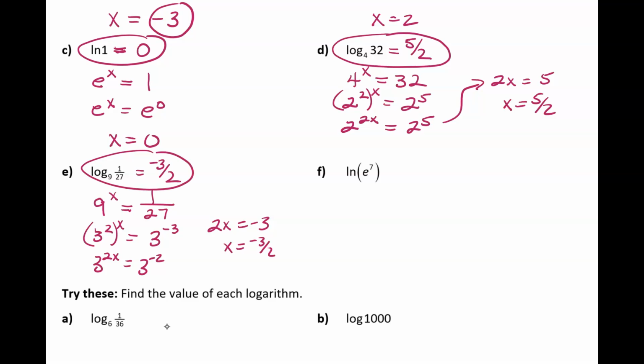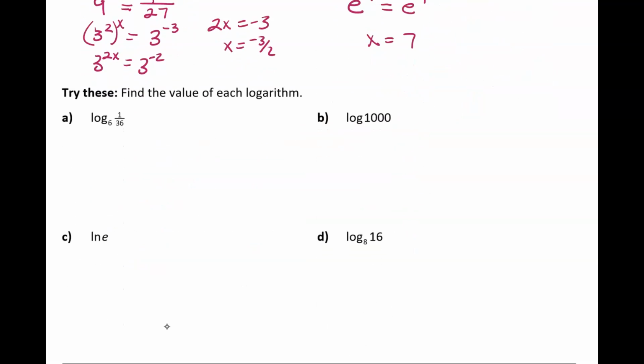And lastly, the natural log of e to the 7th. The parentheses are there for clarity so that we can see that e to the 7th is what we're taking the natural log of, rather than taking the natural log of e and then raising that result to the 7th power. All right, so our base is e, because a natural log always has a base of e. Our exponent is unknown, and the result is e to the 7th. So we don't have to do anything with that one. We just equate the exponents, and so the natural log of e to the 7th is 7.